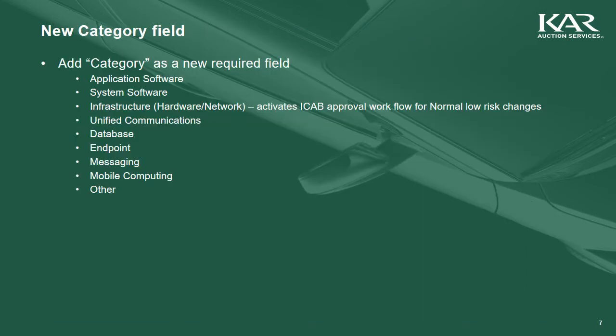So we've removed a lot of fields, but we are introducing one new field, and that's called the category field. As you can see here, it's going to be a drop-down list that you have to choose from, and hopefully this will help you understand a little bit better what the primary impact of your change is going to be, and it's going to help us also identify whether or not the ICAB virtual cab that I mentioned earlier will also be invoked. So we have application software, system software, again, the infrastructure, hardware and network is what is meant by that right now.